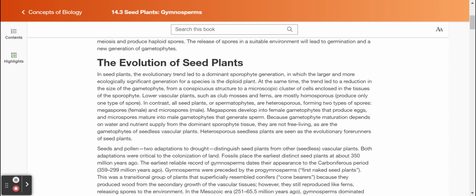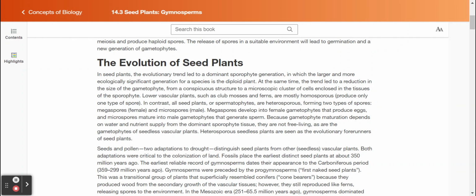Because gametophyte maturation depends on water and nutrient supply from the dominant sporophyte tissue, they are not free-living, as are the gametophytes of seedless vascular plants. Heterosporous seedless plants are seen as the evolutionary forerunners of seed plants.